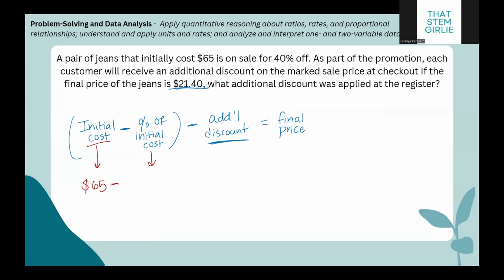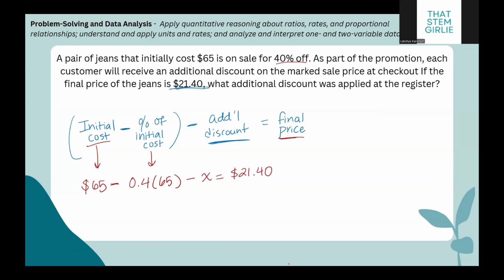Minus the percent of initial cost that was taken out as the original discount. That is going to be 40% off. But how much is that you're removing? You're removing 40% of the initial cost, right? So 0.4 times 65. Then we have some additional discount, which we don't know, and that will get you your final price, which we're given is $21.40.